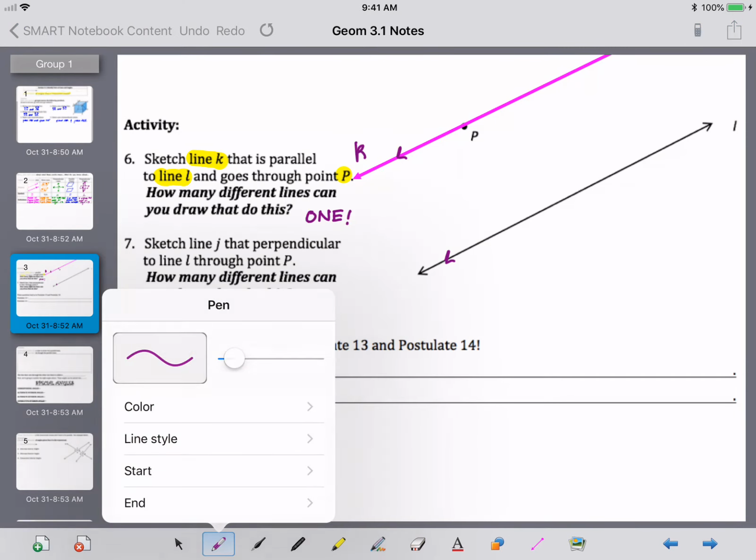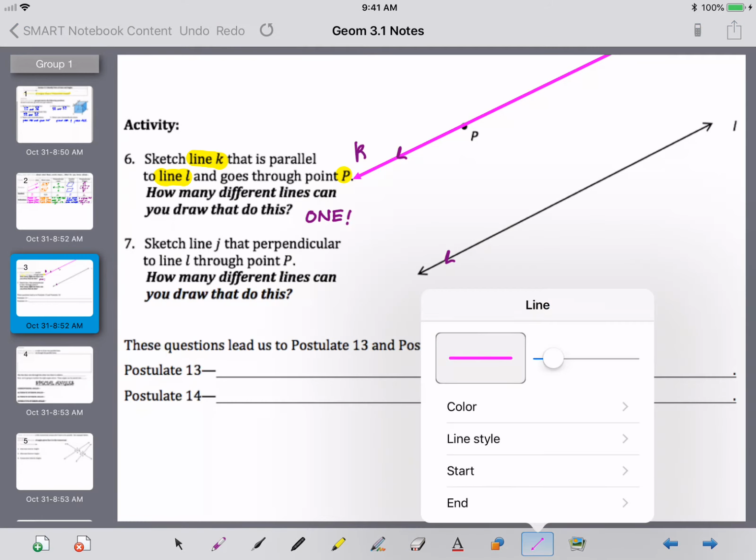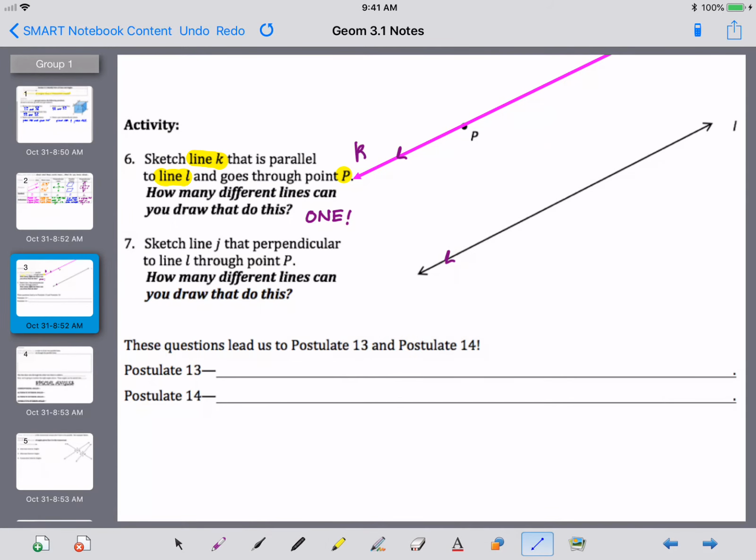Okay, let's try another one here. So we're going to sketch line J, a third line that's perpendicular to line L through point P. So if we make a line perpendicular to line L and going through that point P, okay, and then we make a right angle symbol here. So is there any other way I could make a line that meets this line at a right angle and goes through P? Well, no, there's only one way that we can do this.